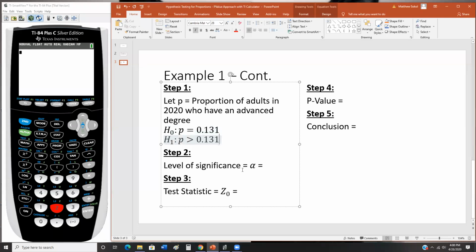All right, good news, the level of significance will always be given. It's always going to be 0.05 or 0.01 or 0.10. I'll tell you that in the problem. Once you have this set up, boom, your calculator will do the rest of the work for you, okay?